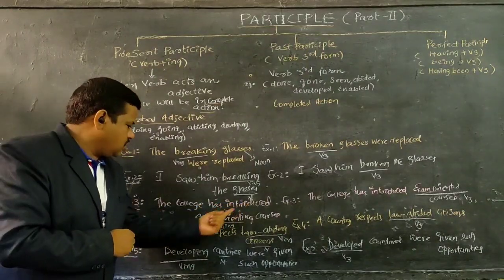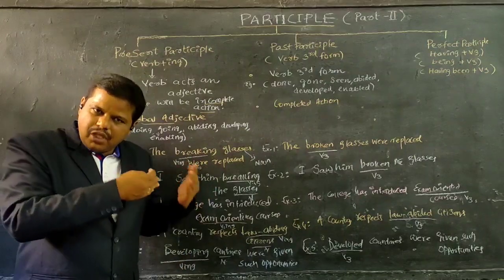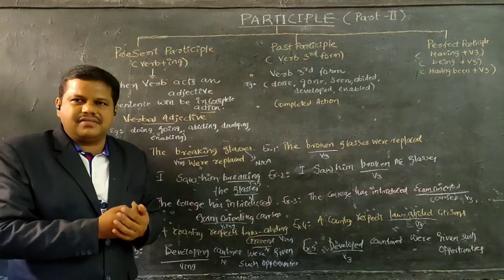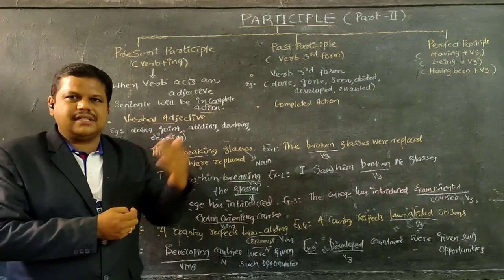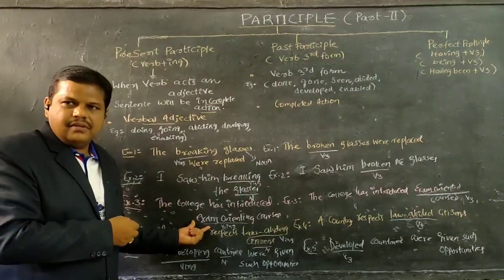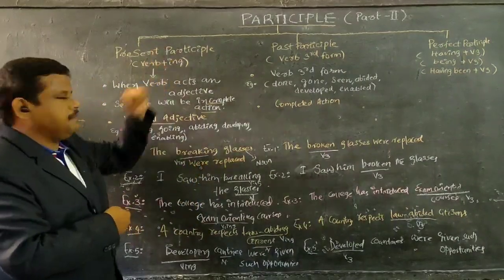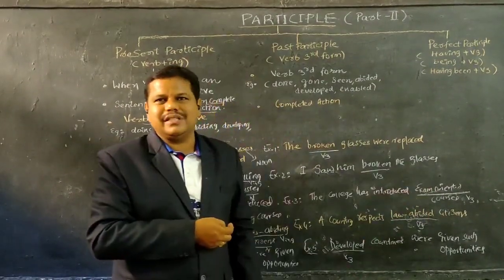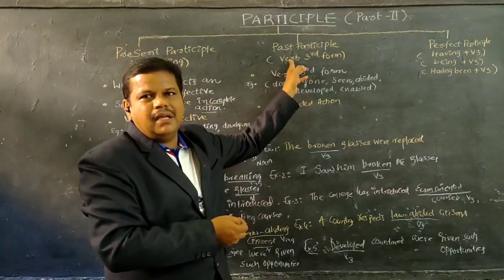The college has introduced exam-orienting courses. What is the meaning of the sentence? Some universities and colleges are going to give a number of courses which are exam-orienting courses, which give certain knowledge to the students. They are called exam-orienting courses. So exam-orienting is verb ing form. Here we are talking about a college, which is a noun, and that is the present participle. Whereas, the college has introduced exam-oriented courses. It is already introduced, verb 3 form, right? So that is the past participle form, that is verb 3 form.